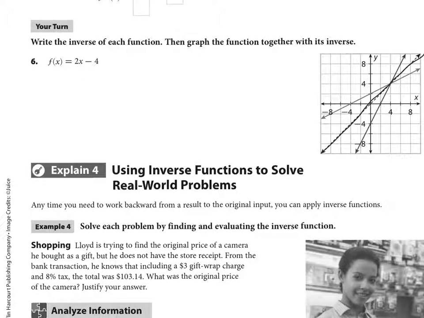So again, what I'm going to do is, basically this is y, so y equals 2x minus 4. Then I'm going to flip-flop my x and my y. So now it becomes x equals 2y minus 4. Now I want to get y by itself.